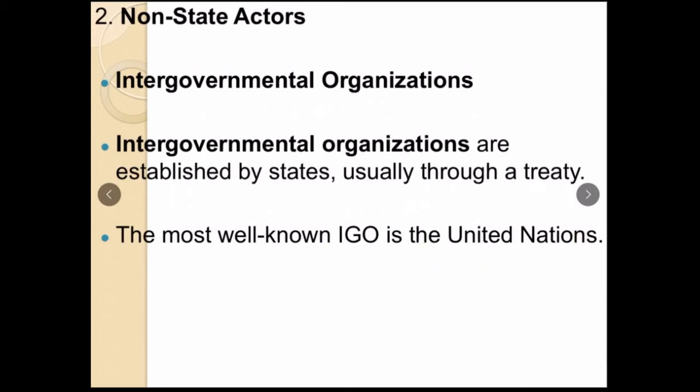So who is running the United Nations? All countries are running the United Nations. All countries are owning the United Nations. The members of the United Nations are the owners of the United Nations because it's intergovernmental. It's not controlled by a single country, but rather by all countries under the control of the Secretary General of the United Nations.